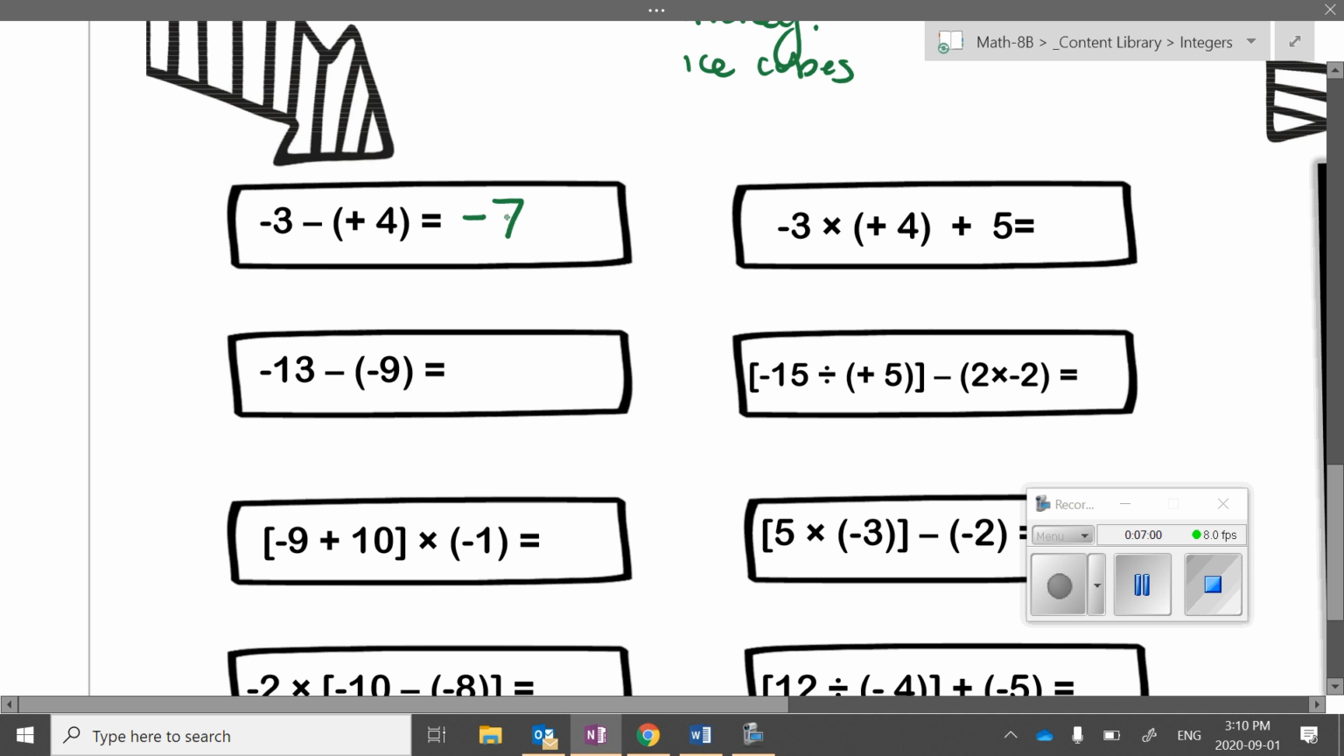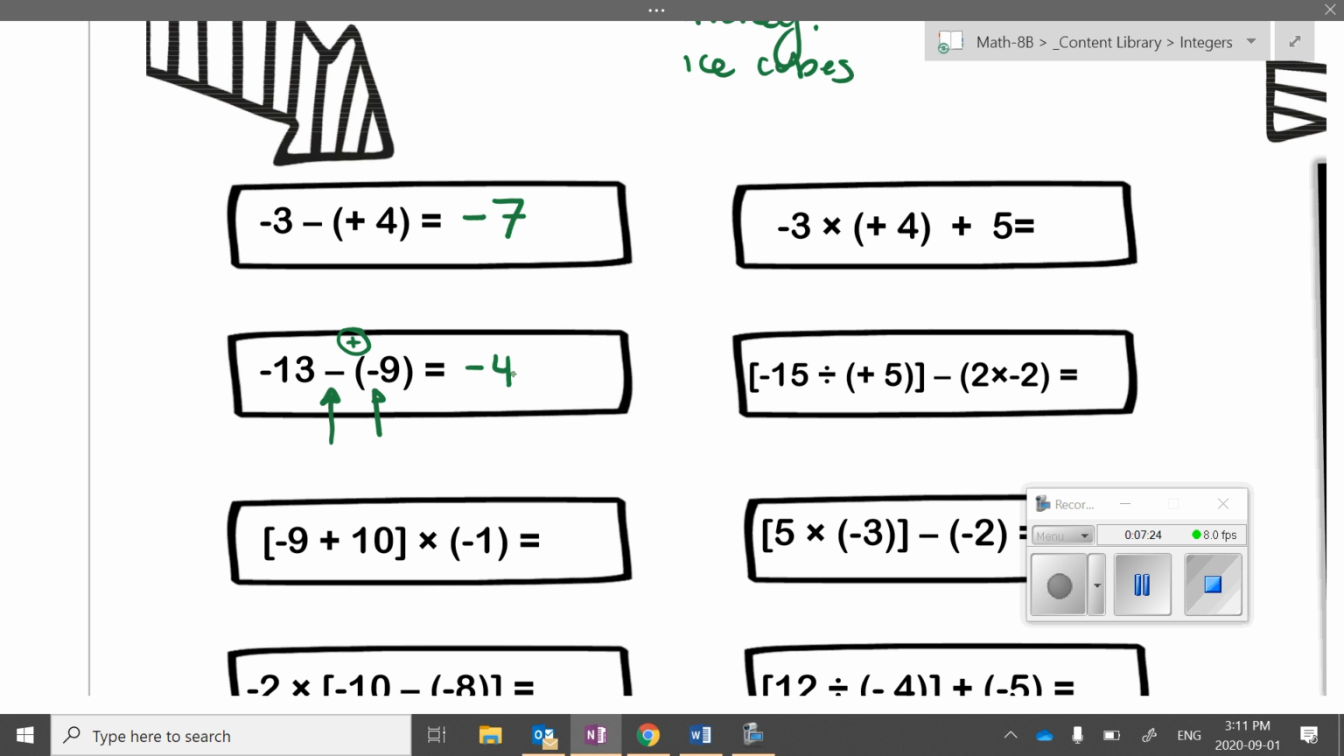Okay, I'm going to go down these. So -13 minus -9. I have the same 2 signs side by side. So overall, we're really adding there. -13 plus 9, what would that be? Dion? -4, good. So we're 13 degrees down on temperature with -13. It got 9 degrees warmer. Overall, it's still cold. It's still -4, but it did get warmer.